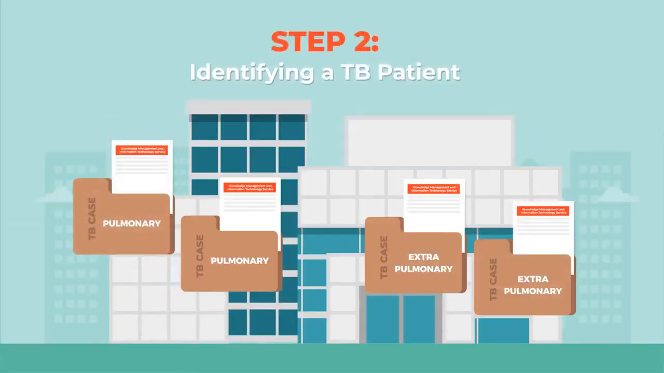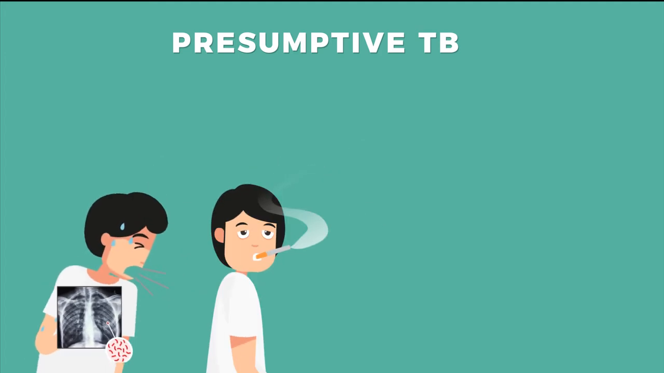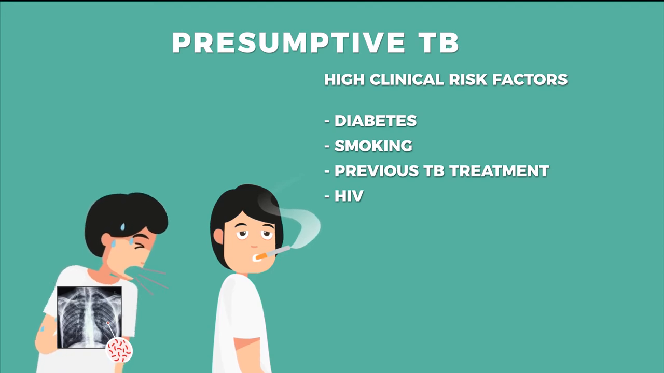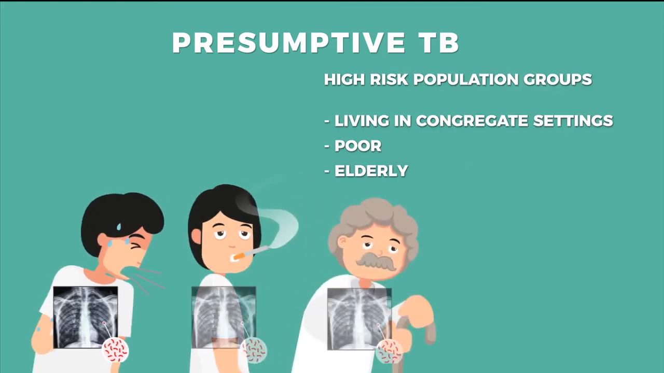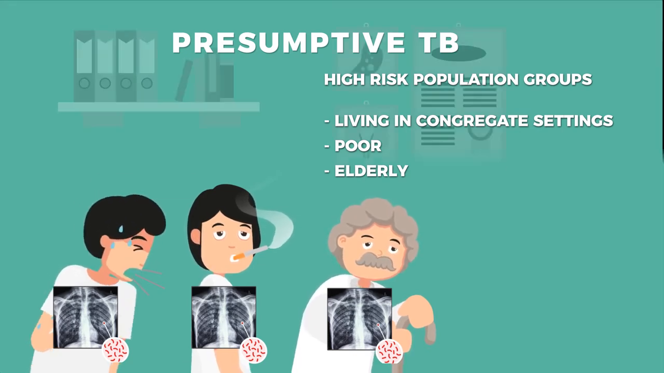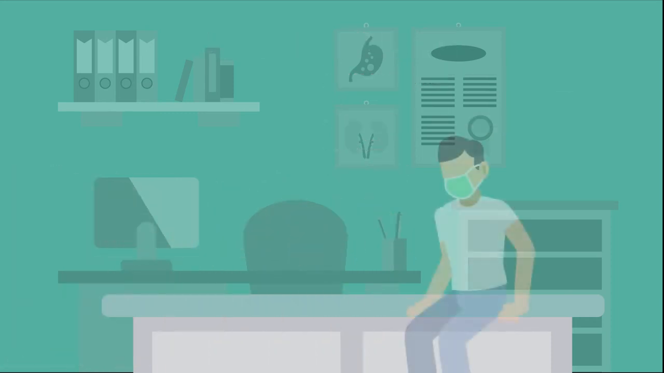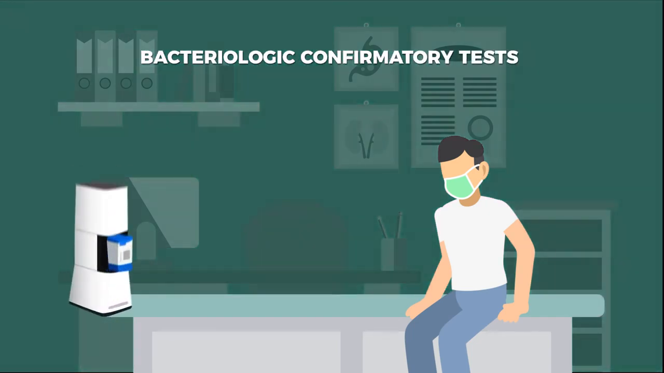Step 2. Identifying a TB patient. Presumptive TB patients have symptoms or signs, including radiologic findings, suggestive of TB. Patients with high clinical risk factors like diabetes, smoking, previous TB treatment, and HIV, or among high-risk populations like those living in congregate settings, the poor, and elderly, should be screened routinely for cough of any duration or through chest X-ray. All presumptive TB patients should undergo bacteriologic confirmatory tests using any of the following.